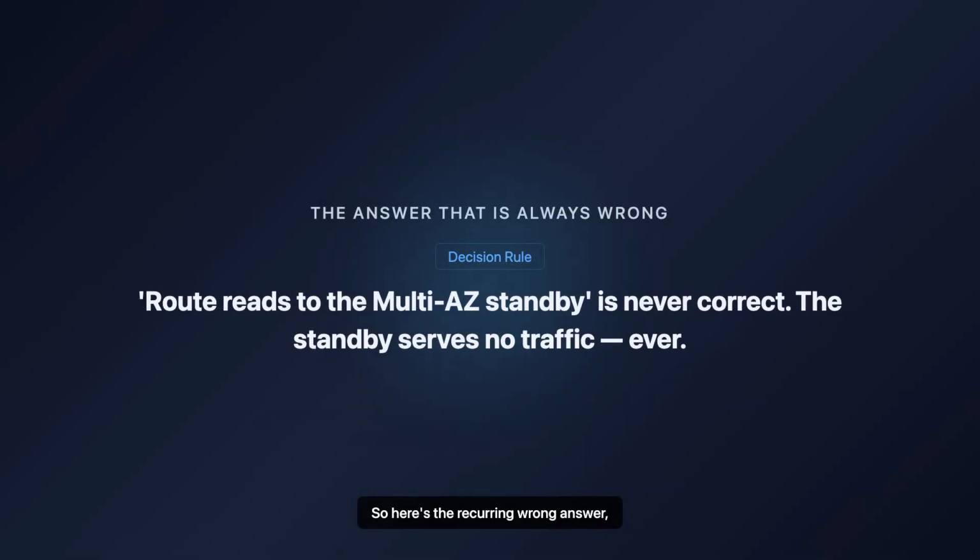So here's the recurring wrong answer, the one that shows up again and again. Route reads to the multi-AZ standby. It is never correct. Not sometimes, not under certain conditions. Never. The standby serves no traffic. The moment you see an option that sends reads to a multi-AZ standby, cross it out and move on.